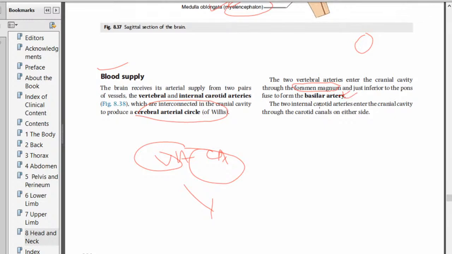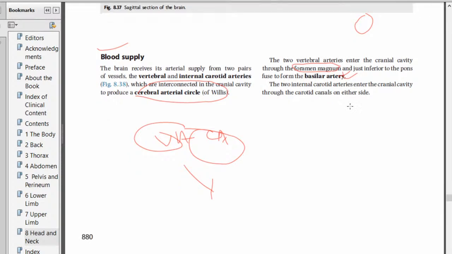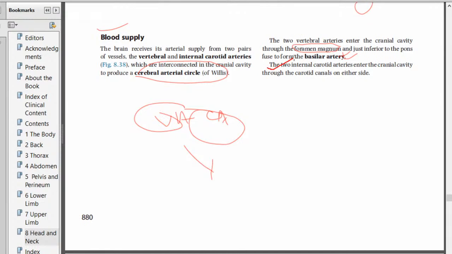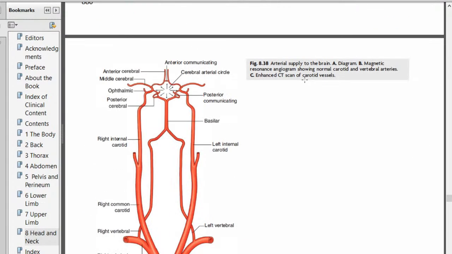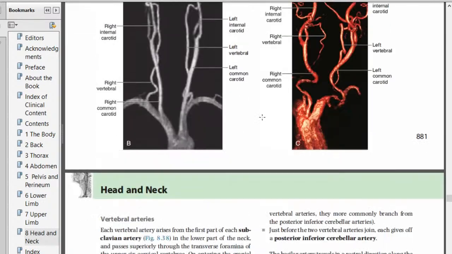Okay, the two internal carotid arteries enter the cranial cavity through the carotid canals on either side. Okay, so we'll be studying this figure.